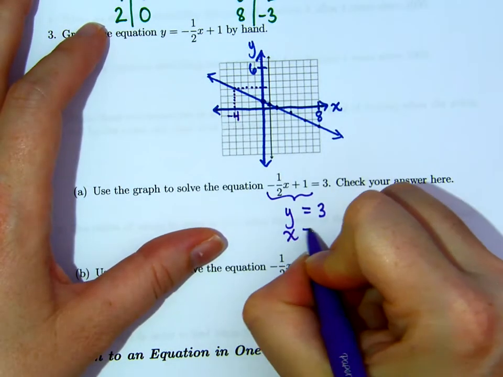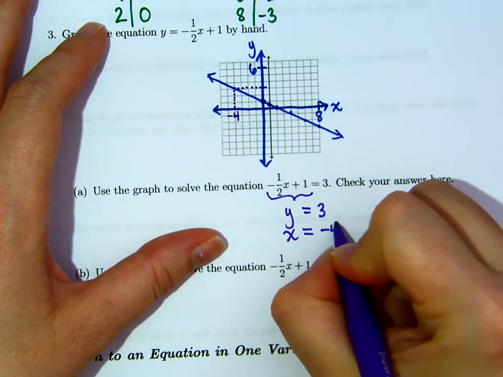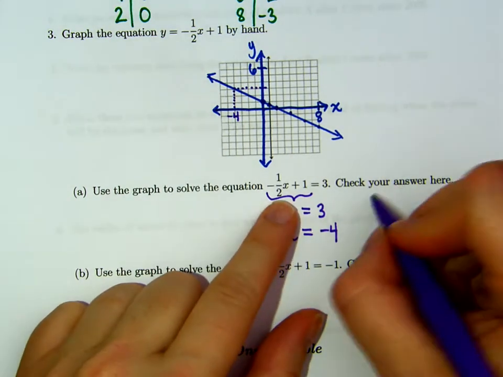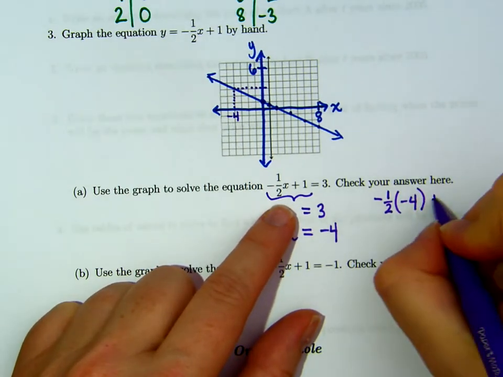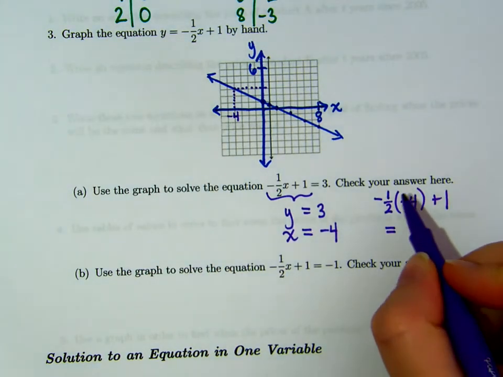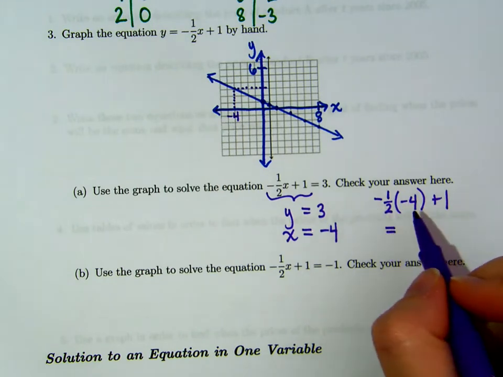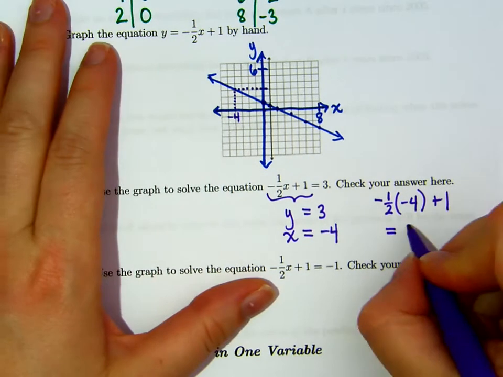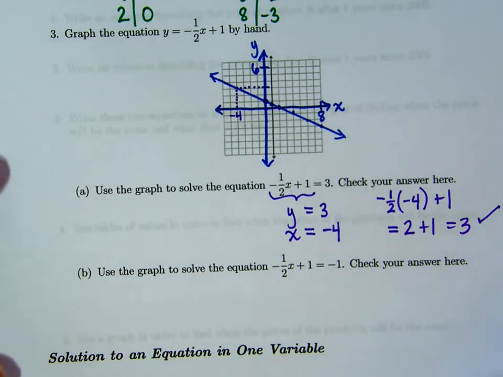Okay, so based on this graph, I'm predicting that when y is 3, x is -4. Check the answer here. So -1/2 times -4 plus 1. Well, half of 4 in debt is 2 in debt. The opposite of that is not in debt. So we got +2 plus 1, which equals 3. Yay! Got it.